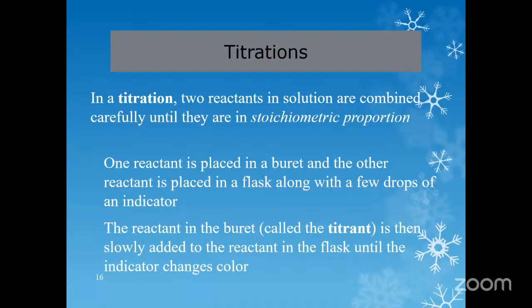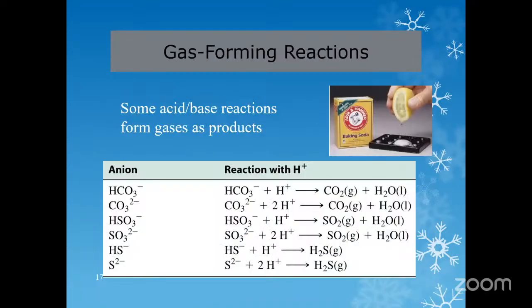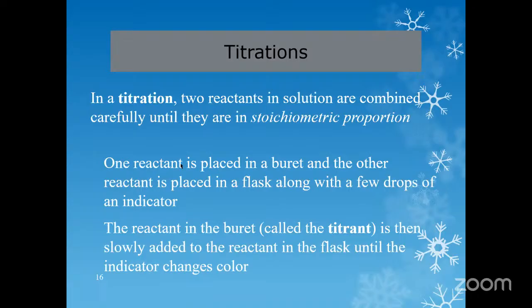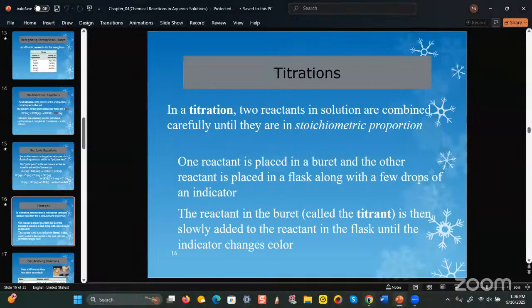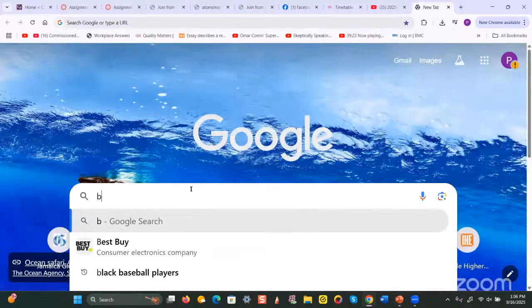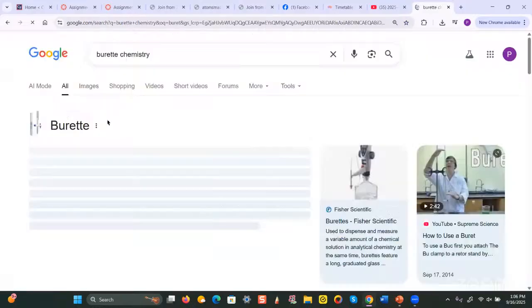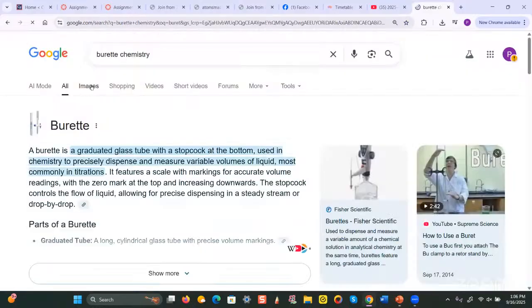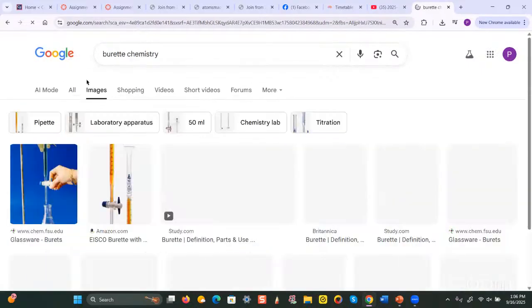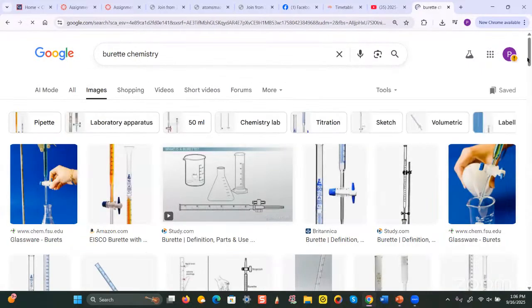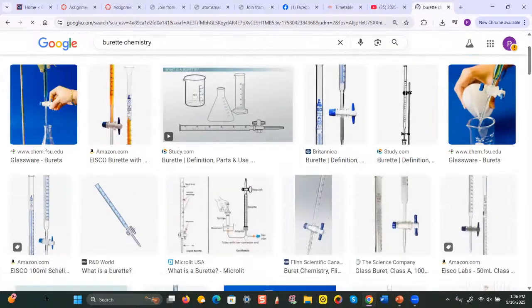So basically you're going to have, I think I have a picture of it, actually. No, I don't. Okay, so let me see if I can find the picture online so that you have an idea as to what we're talking about. Burettes, B-U-R-E-T-T-E-S. Let me search burette chemistry, images. Okay, trying to find this.